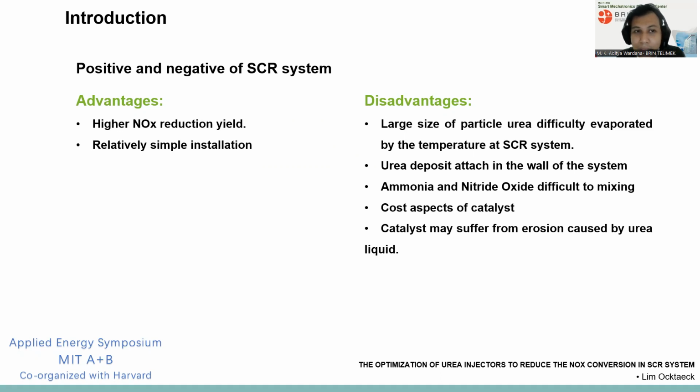The disadvantages of the SCR systems are that the urea has large particle sizes and is difficult to evaporate at the current temperature of SCR systems. Urea deposits attach to the wall and easily become solid deposits. Ammonia and nitric oxide are difficult to mix in the systems. And the cost of the catalyst is quite expensive.